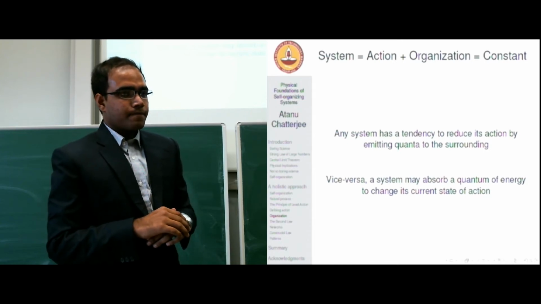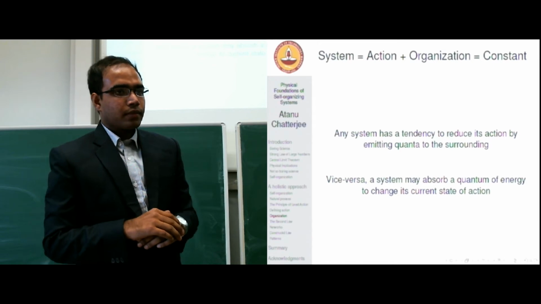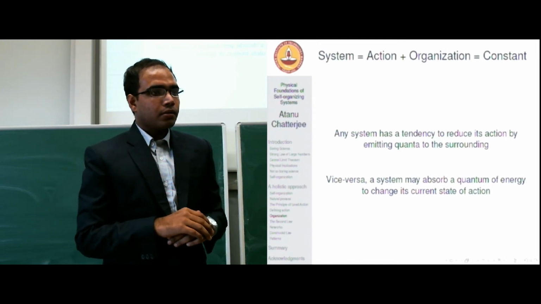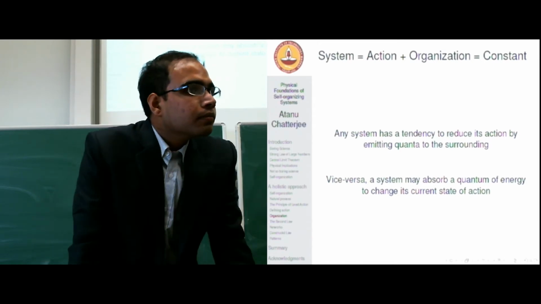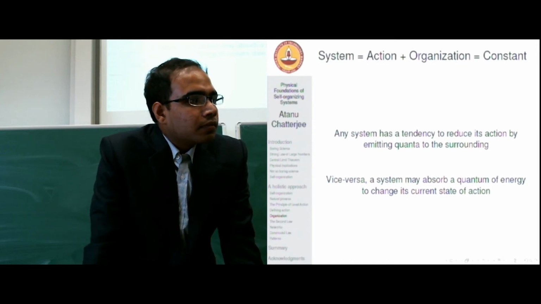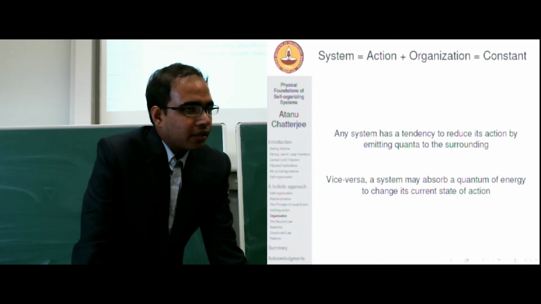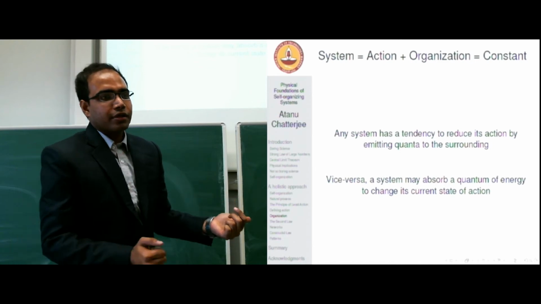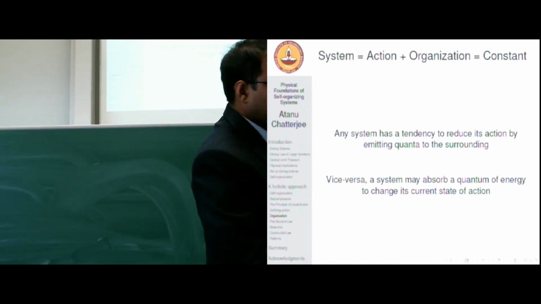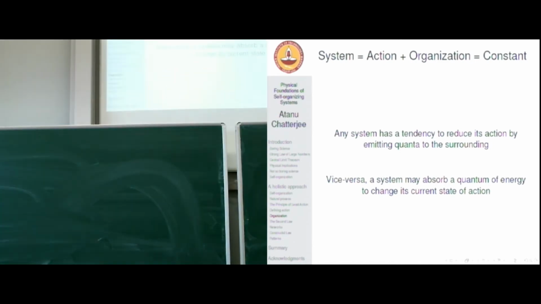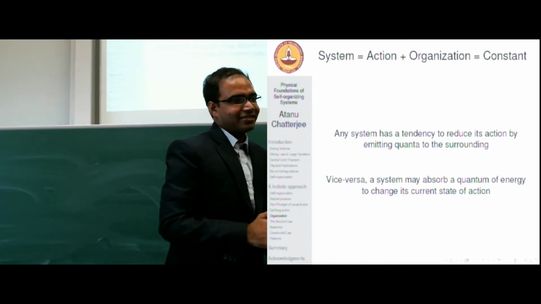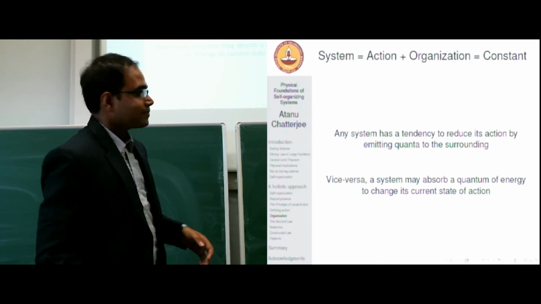Grootheid can be translated into English. The quantity in which you express action and organization. How do you quantify action and organization? Action, as I told, is the difference between the kinetic and the potential energies integrated over time. Organization we will eventually come to know.